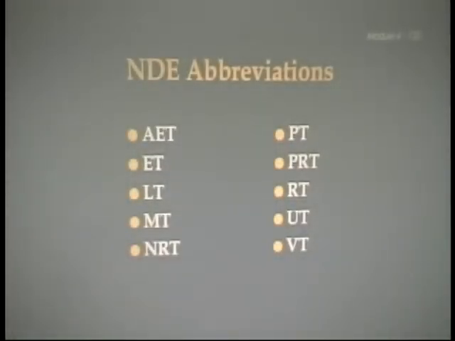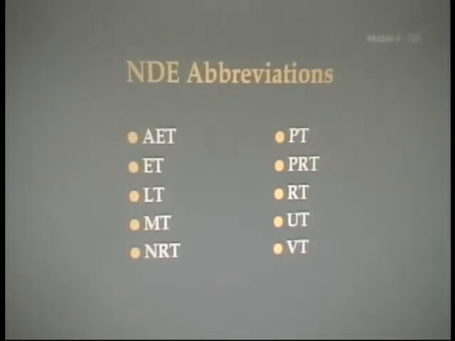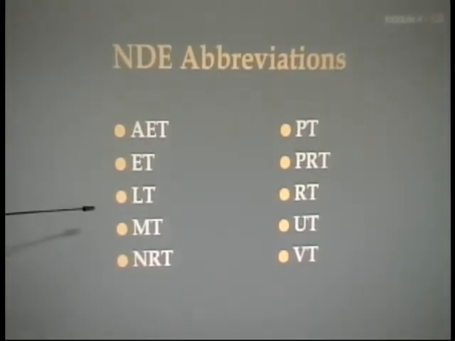And then finally, these abbreviations, read them over. They're in your book. And get a handle on what they mean. AET, ET, LT, MT, NRT, PT, PRT, RT, UT, and VT. AET is acoustic emission. ET is electromagnetic. LT is leak testing. MT is magnetic particle. Neutron radiographic, penetrant, proof, radiographic, ultrasonic, and visual.